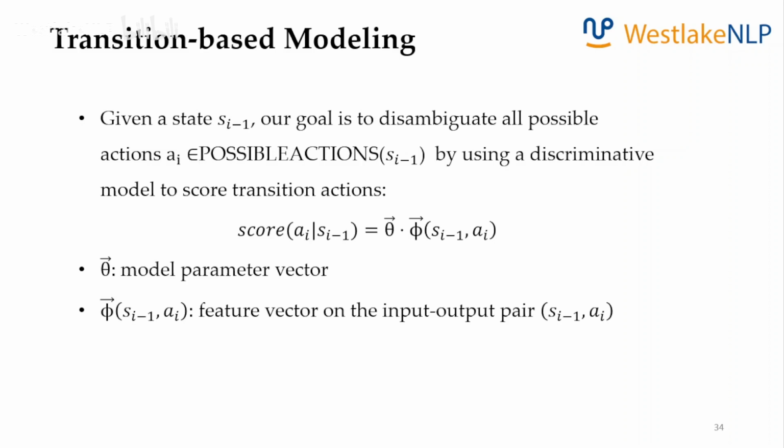Now, given a state in step i-1, which is denoted as S_{i-1}, we try to score the next action a_i. So this state can be the stack and buffer for dependency parsing, right? And the a_i can be either shift or left arc or right arc or reduce, whatever we choose.